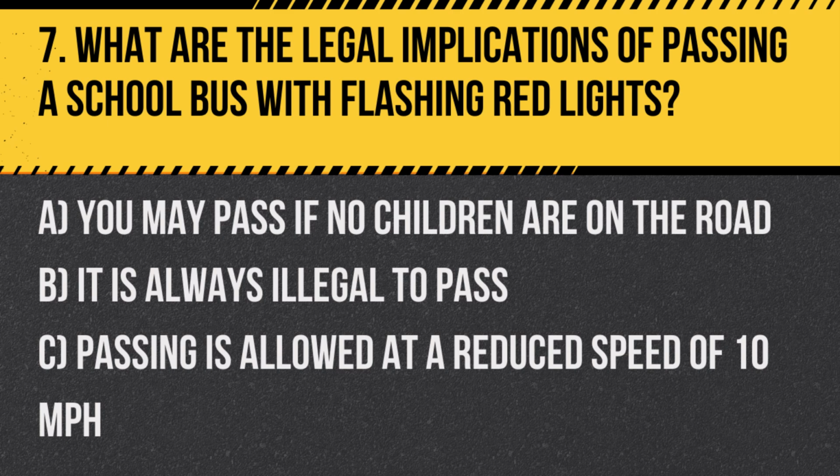Question 7. What are the legal implications of passing a school bus with flashing red lights? A. You may pass if no children are on the road. B. It is always illegal to pass. C. Passing is allowed at a reduced speed of 10 miles per hour.